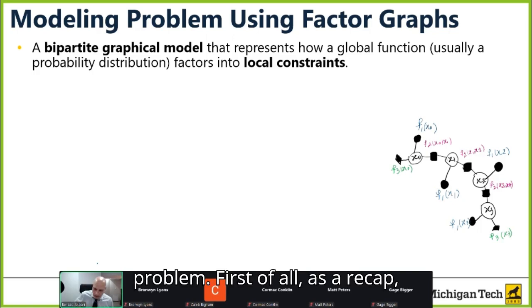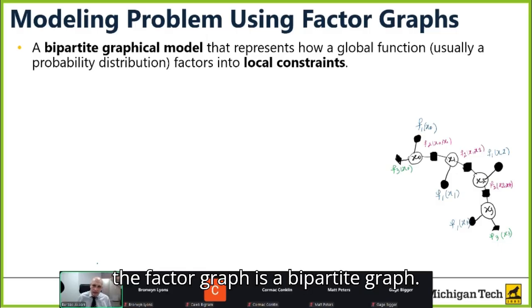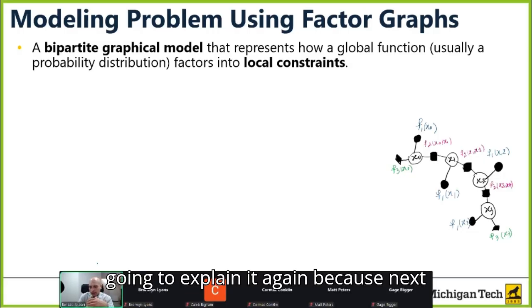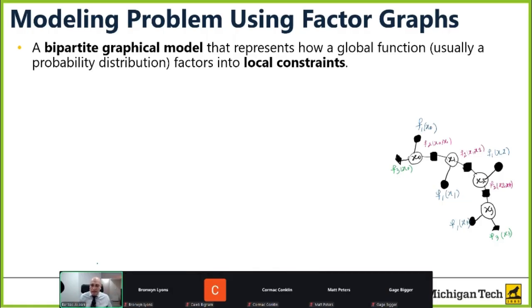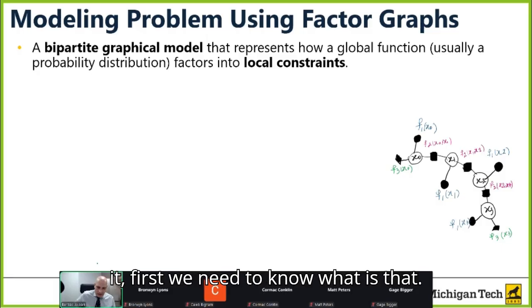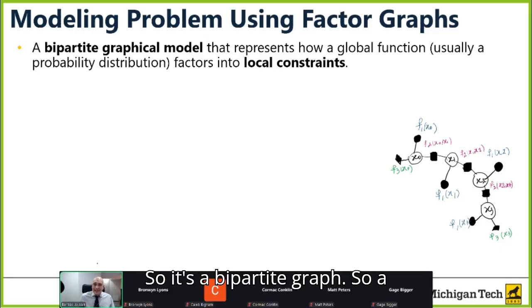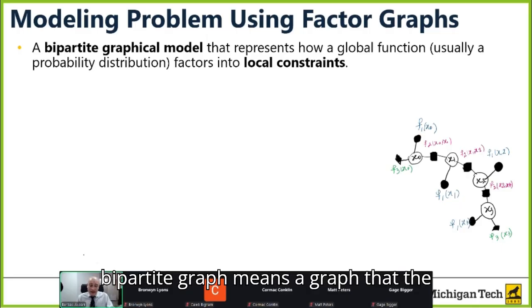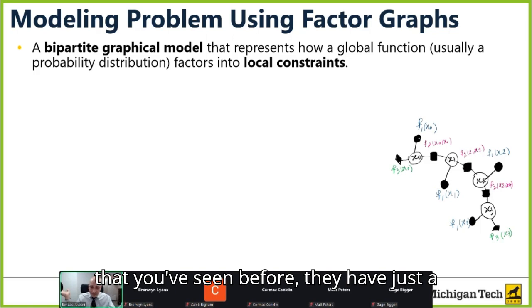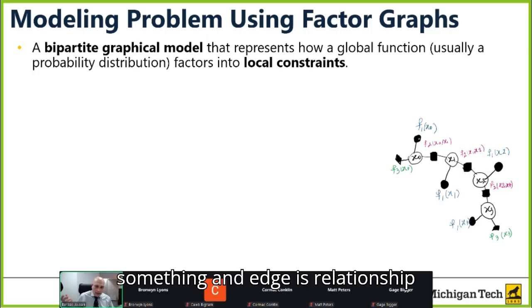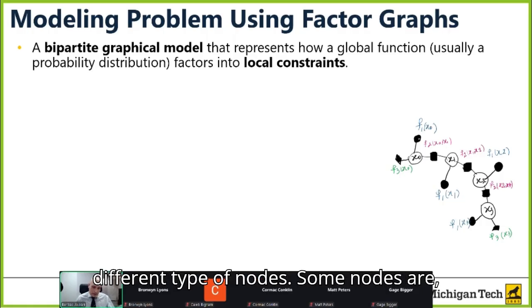First of all, as a recap, the factor graph is a bipartite graph. We explained that last class, but I'm going to explain it again because it's next. If you want to design something based on it, first we need to know what it is. A bipartite graph means a graph whose nodes are of different types. Most of the graphs you've seen before just have nodes and edges. Nodes are something and an edge is a relationship between nodes. But here we have different types of nodes.